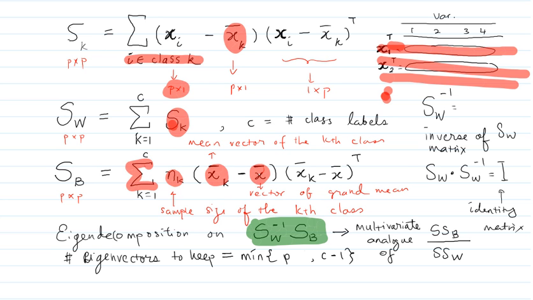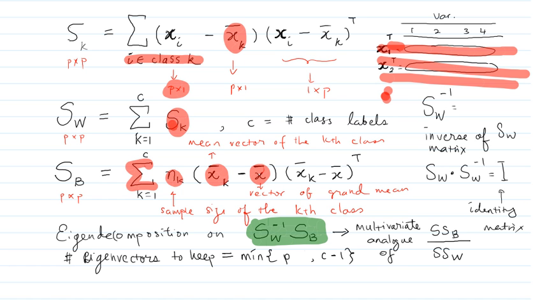Unlike PCA, where the number of eigenvectors is the same as the number of variables, the number of eigenvectors that are kept in LDA is equal to the minimum of P or C minus 1, which means whichever one is smaller. If the number of variables is smaller than the number of class labels minus 1, then you will take P. Otherwise, if the number of class labels minus 1 is smaller than the number of variables, we will take C minus 1.